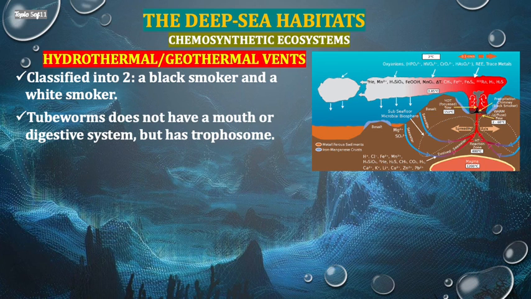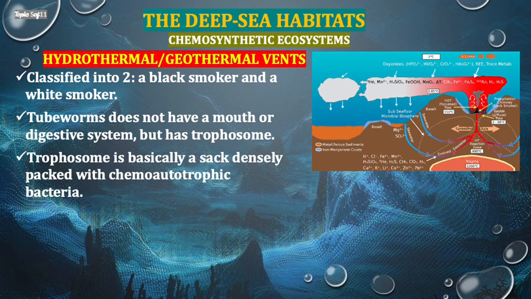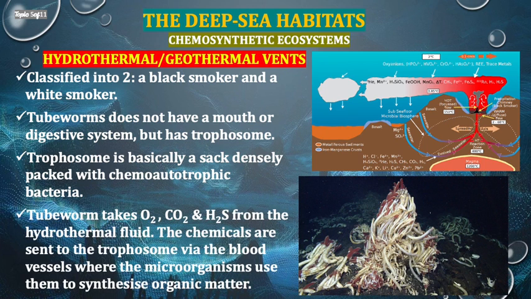One of the most abundant and popular organisms that thrive at the thermal vents are the tube worms. These tube worms are very big in size and they have no mouth and no digestive system. However, they have a specialized adaptation, the trophosome. A trophosome is basically a sac inside the body of the tube worm, and this trophosome is filled with chemoautotrophic bacteria.